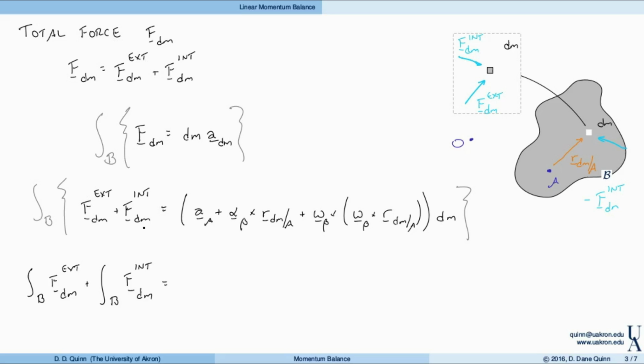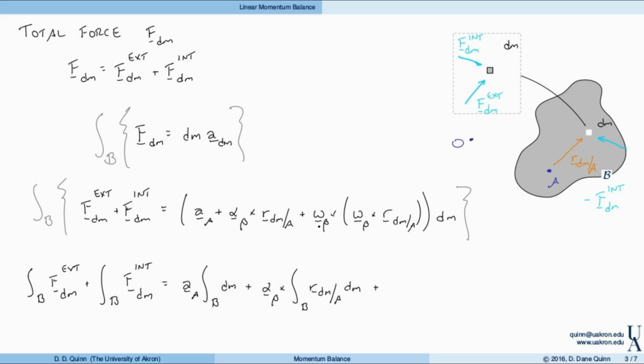So that means that in this acceleration of A integral term, I can actually factor this out. So I get the acceleration of A times the integral over the body of dm. Likewise, for the next term, the angular acceleration is constant over the body. So I can write this as alpha cross, but now r dm with respect to A certainly depends on the choice of the mass element. So I can't factor that out of the integral. So I've got to leave that in. So we have the integral over the body of r dm with respect to A dm.